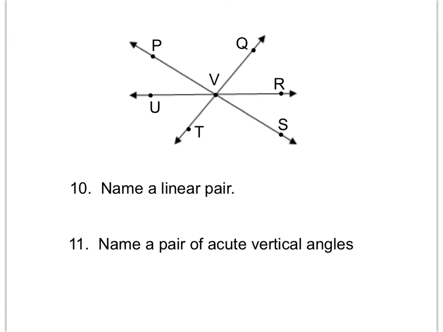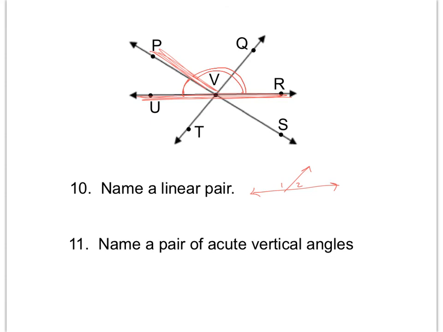Good job hanging in there. This is our last page right here. You can do it. So number 10 says, name a linear pair. So remember, a linear pair looks like this, where you have a line and it's divided into two angles. So we have to look for a line, like maybe right here. This is a line, right? And if we divide it into two angles, like maybe we could divide it right here. Then what we're gonna get is one angle here and one angle here.